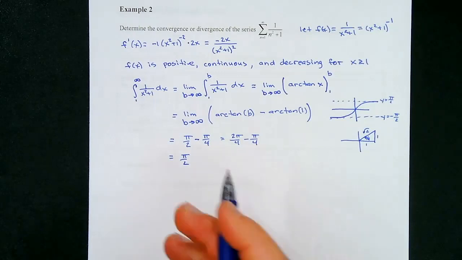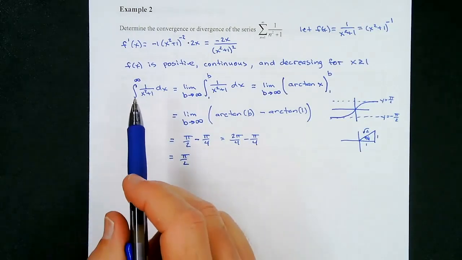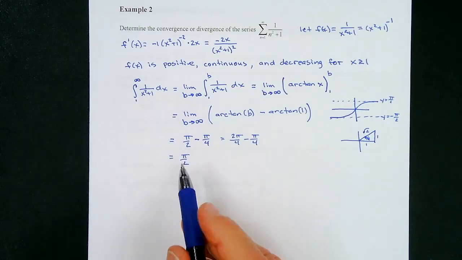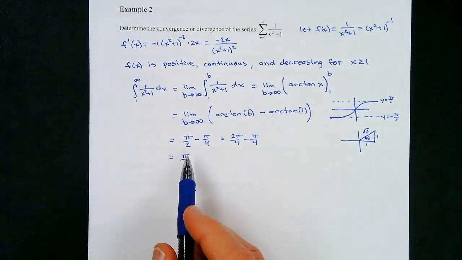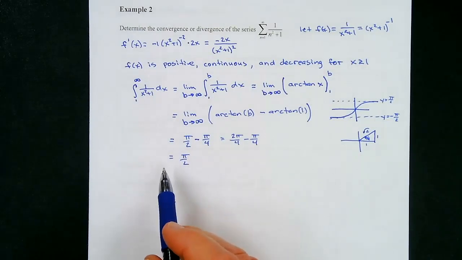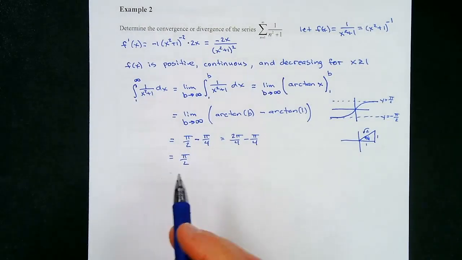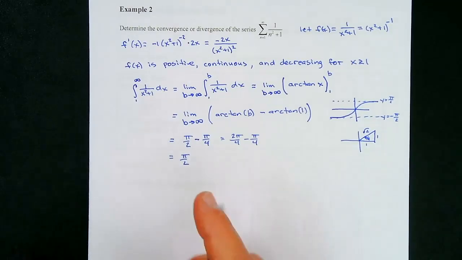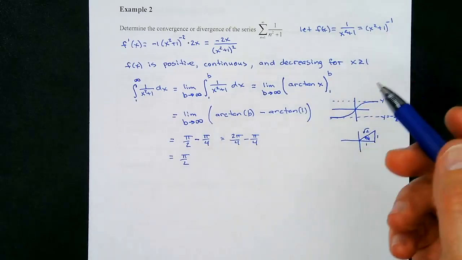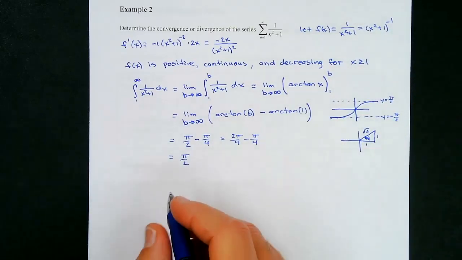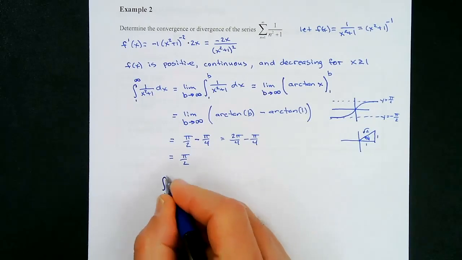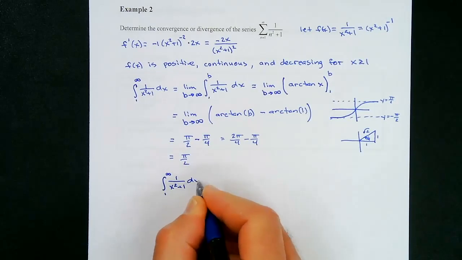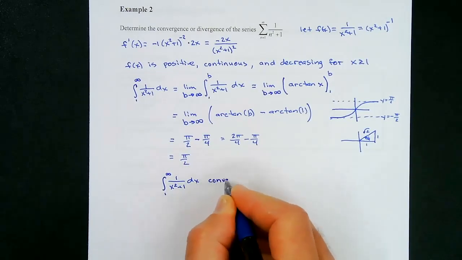Okay, so what does this tell us? This tells us that this integral converges, and it converges to this value. Now, this is really important. This is not what the series necessarily converges to. It's what the integral converges to, okay, which is different, all right? But we do know, since this one converges, we know our series is also going to converge, okay? So we know the integral from 1 to infinity of 1 over x squared plus 1 dx converges.